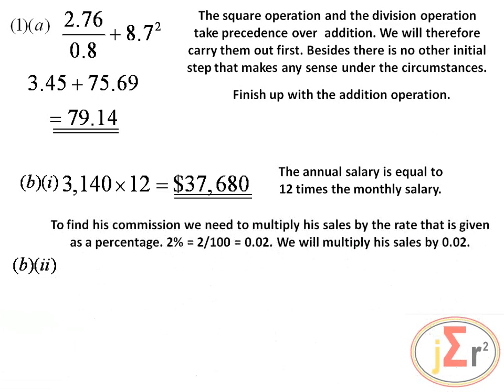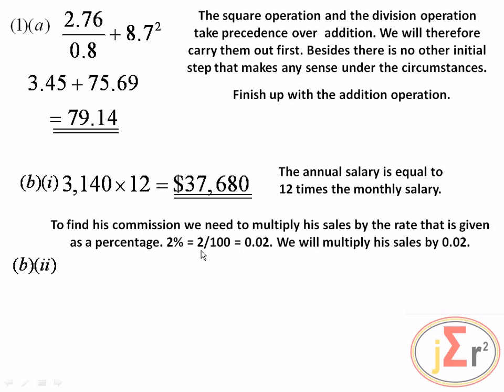To find the commission, we need to multiply his sales by the rate that is given as a percentage. His commission is 2% of his sales. Therefore, in order to find his commission, we need to take the amount of his sales for the entire period concerned and multiply that by the percentage that is given. The percentage that is given is 2%.